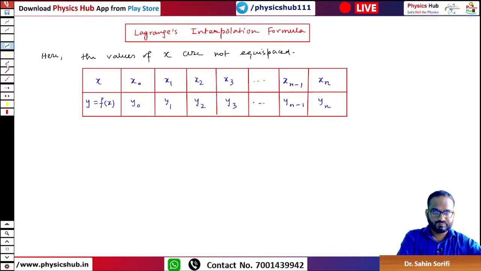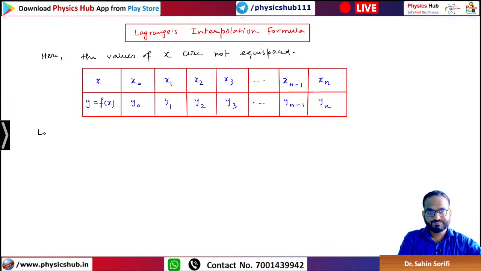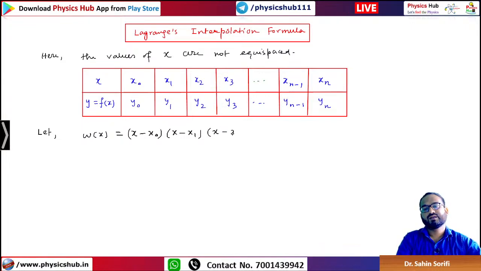So for this we are defining a function w of x, which is defined in this way: x minus x0, where x is the value where you need to find out the value of y. x minus x0, x minus x1, x minus x2. These terms are in product, and it will be continued up to x minus xn.